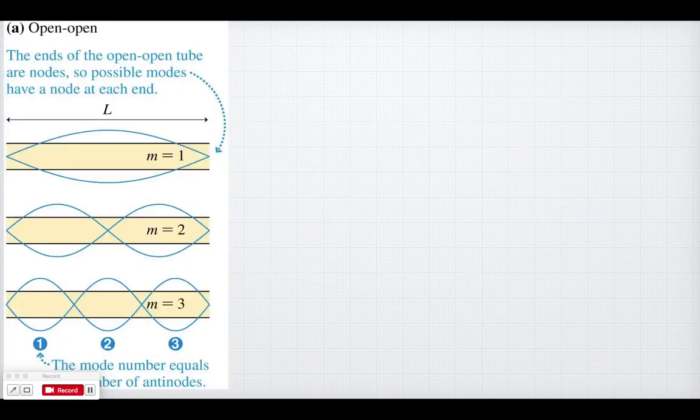So let's look at open first. The ends of an open tube have nodes. Again, this is regular atmospheric pressure, and this is regular atmospheric pressure. Inside of here, you may have an area of high pressure. For mode 1, you only have one area of high pressure that cycles between high and low. For mode 2, you have two areas that cycle between high and low pressure. For mode 3, you have three areas. And again, the number of antinodes tells you how many modes there are.